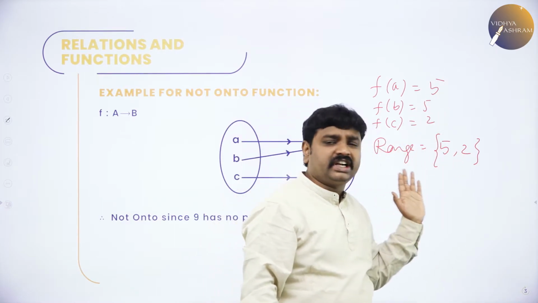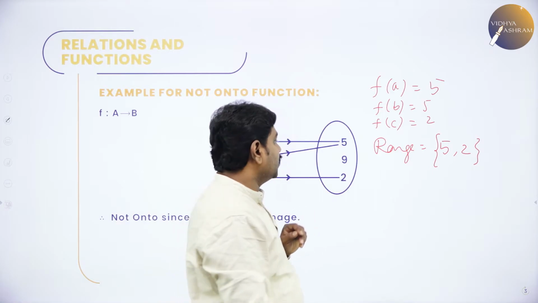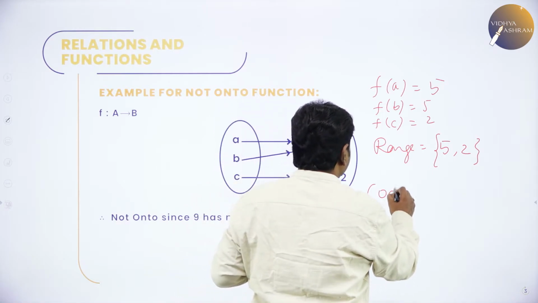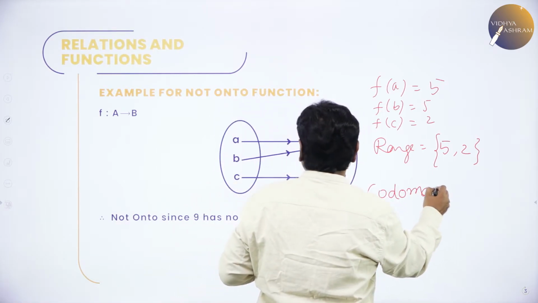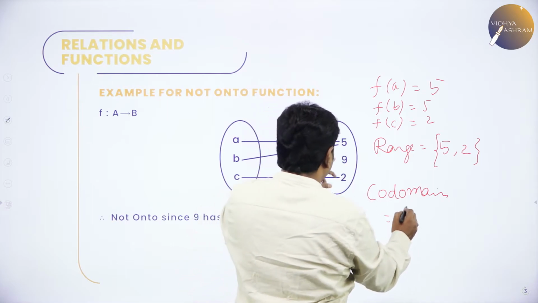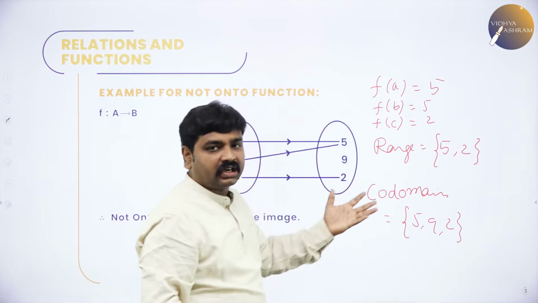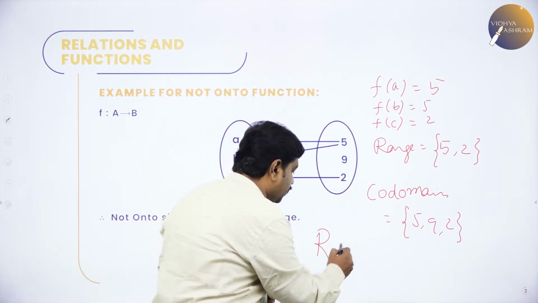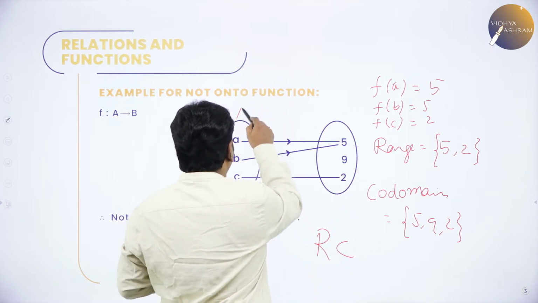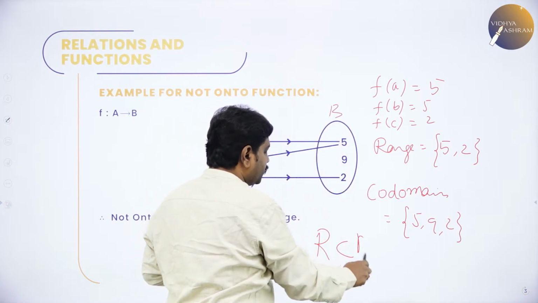So now I wrote range. Range means the set of images. Now the codomain I will write. What is codomain? The second set. So what is the codomain in this? The codomain is 5 9 2. Here you can see codomain and range are not same, but range is a subset of codomain. Here codomain is B.